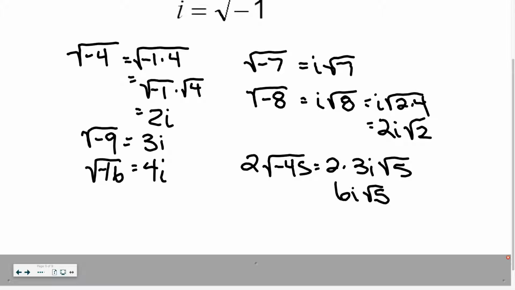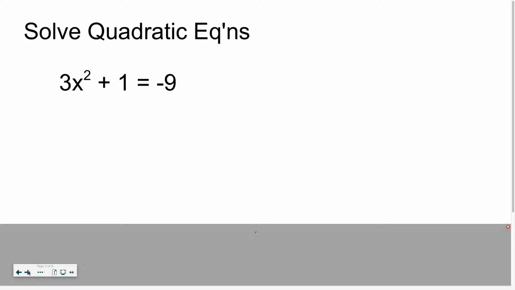Okay, so the big takeaway here is that when you see those numbers, when they have i in them, you instantly know they're imaginary, so they're not going to show up in the real coordinate plane. So now you're going to have some problems where they ask you to solve quadratic equations, and we're not going to stop at no real solutions. We're going to keep going. Yay. Yes. So we have 3x squared plus 1 equals negative 9.